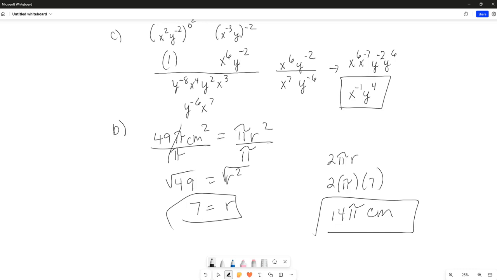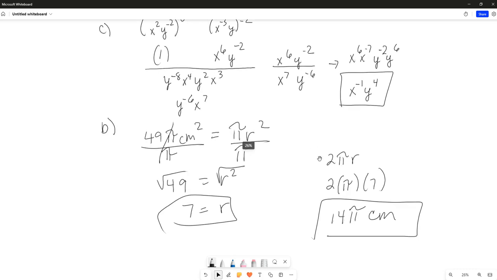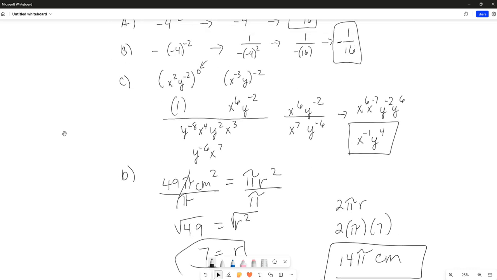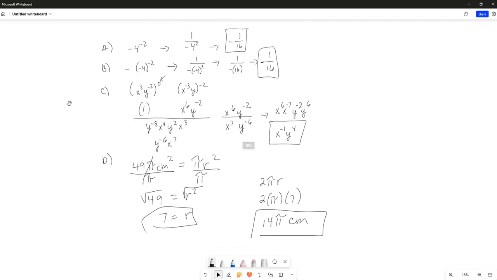All right, let me look and check the problems real quick. So this is lesson 2. So negative 1/16, negative 1/16, x to the negative first, y to the fourth, and 14 pi centimeters. Okay, those are all correct.